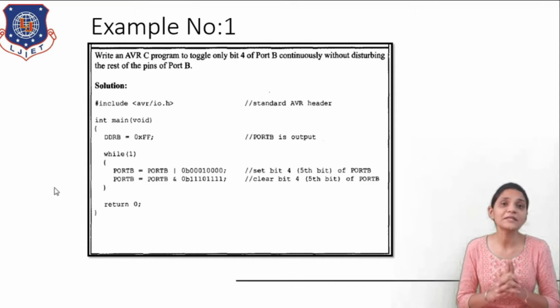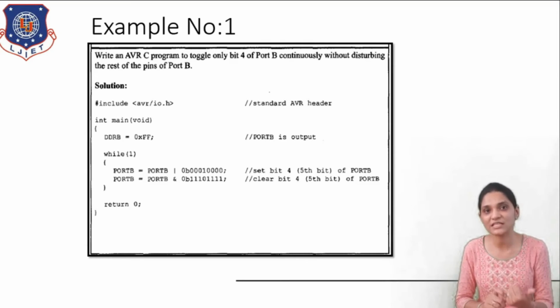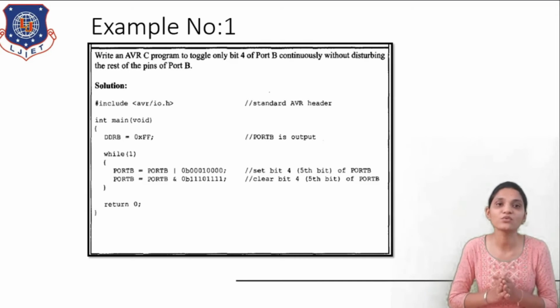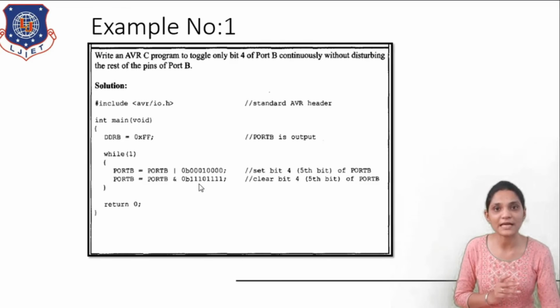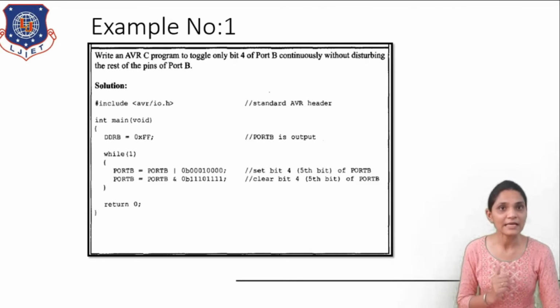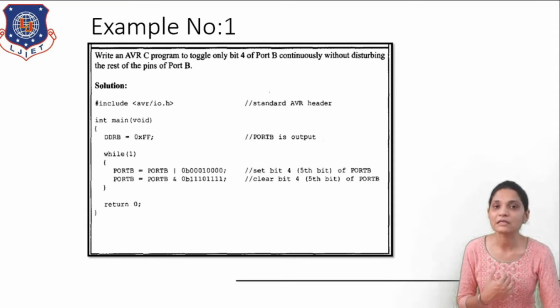Similarly, for making that bit a 0, we have to do the ANDing operation, but the ANDing should be done with 0 to clear that bit, and for the rest of the bits, to keep them as they are, we have to do the ANDing with 1. So we will make this fifth bit a 0 and the rest of the bits 1, and then do the ANDing operation with the content of PORTB. By this you can change a particular bit of that particular port using ANDing and ORing operations. For making 1, you do the ORing operation. For making 0, you do the ANDing with 0.